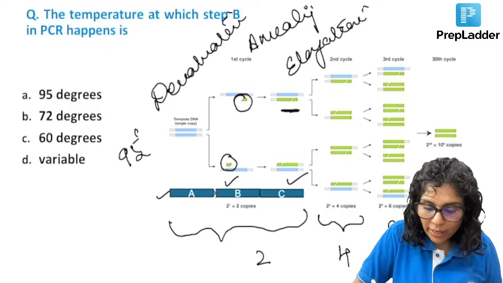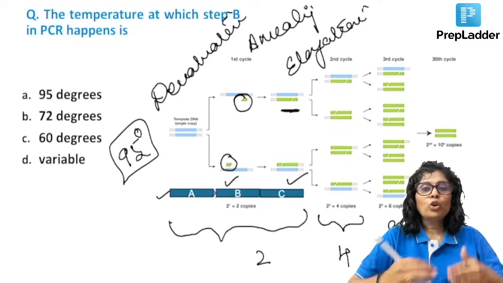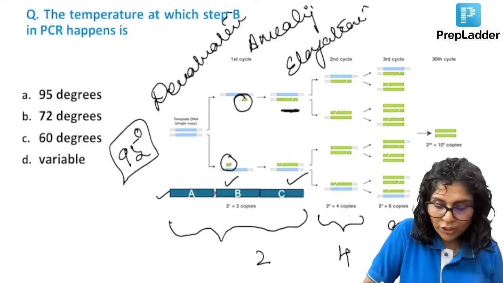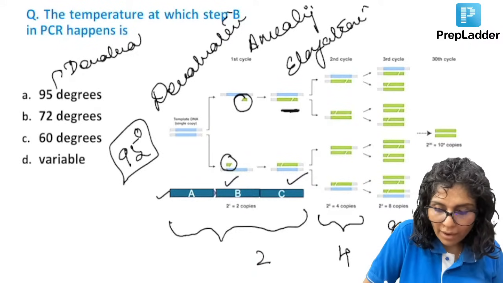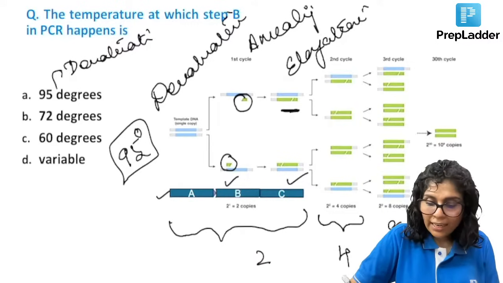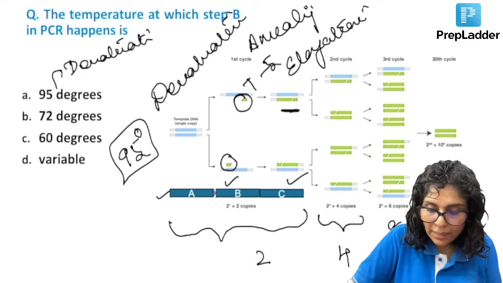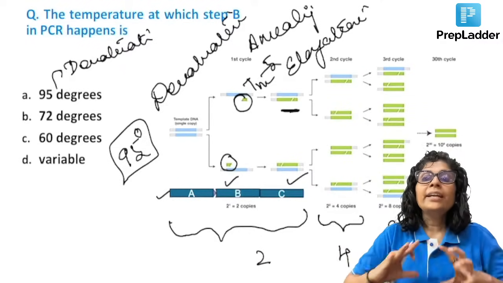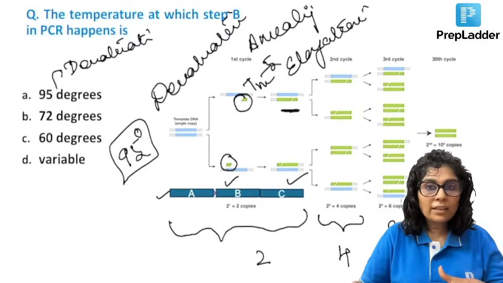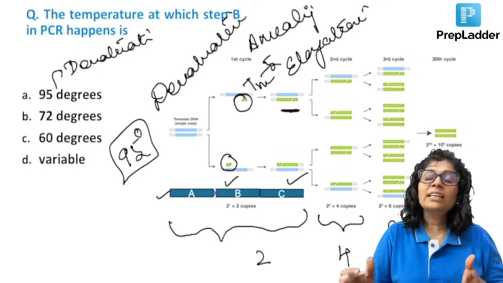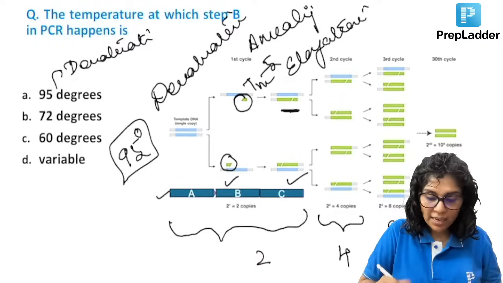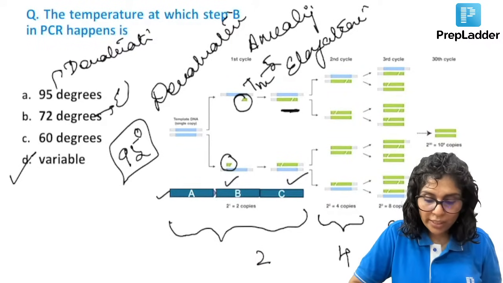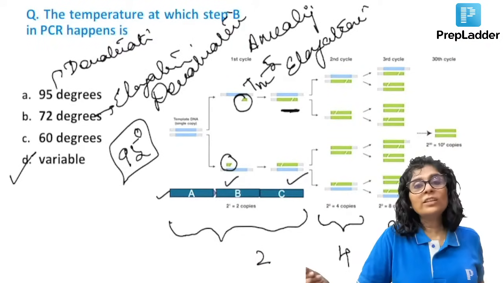Denaturation is carried out at 94 or 95 degree. Because for denaturation or unwinding to happen, the temperature has to be high. So denaturation is 95 degree. Annealing has to be 5 degrees less than the melting temperature of your primers. Annealing is not fixed. Annealing temperature is, I will tell you why later. For now, annealing temperature is 5 degrees less than the melting temperature of your primers. It is variable. Elongation is carried out at 72 degree.